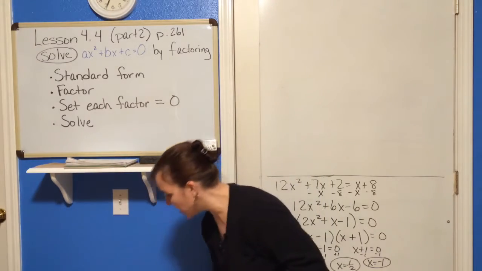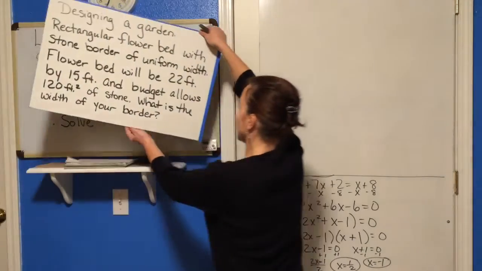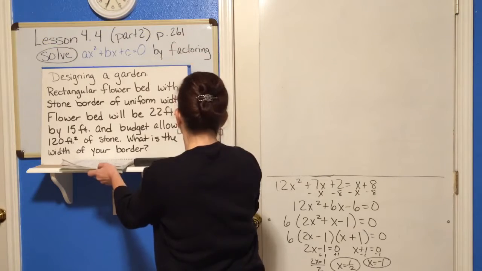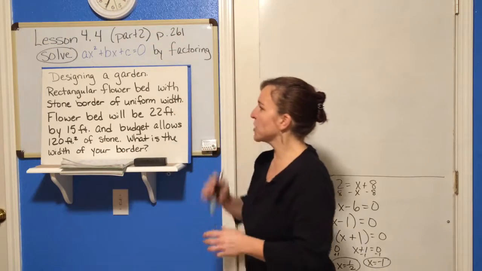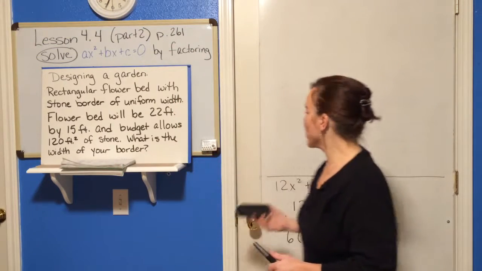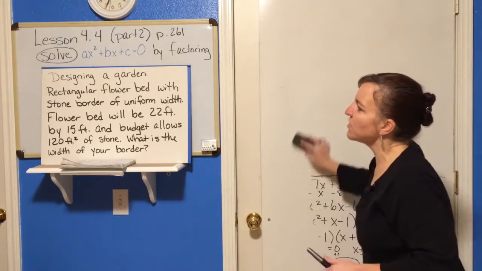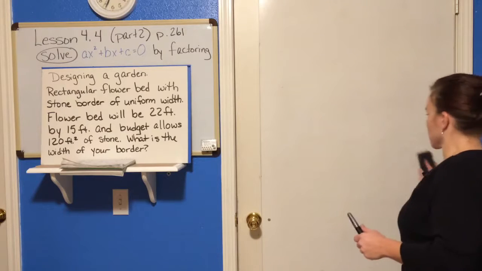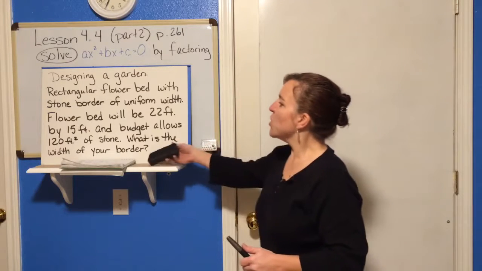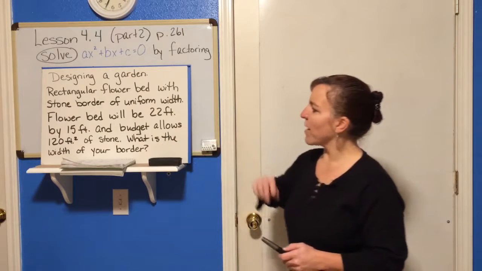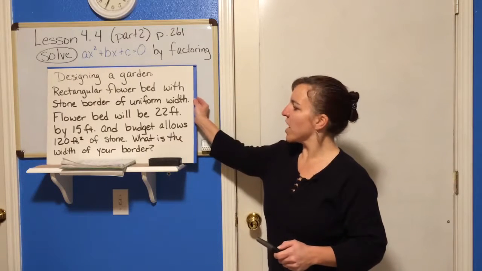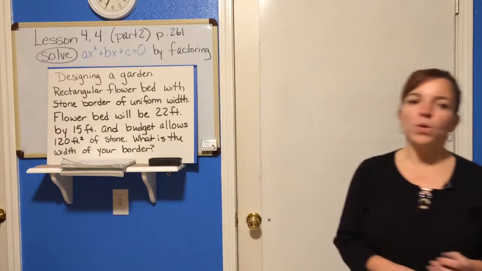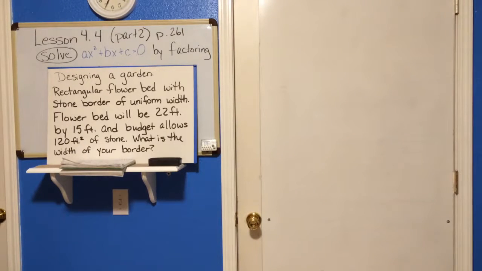Because you always say, when would we ever use this? Well, here we go. If you are designing a garden and you want this garden to be a rectangular flower bed with a stone border that's uniform, so the same size all the way around, you know that the flower bed is going to be 22 feet by 15 feet and your budget allows 120 square feet of stone. You want to know what is the width of your border.